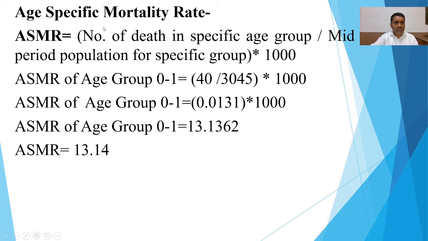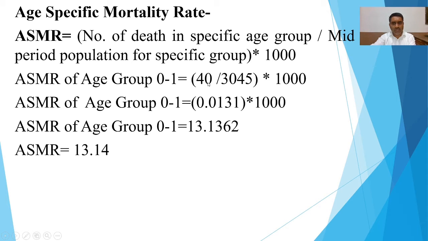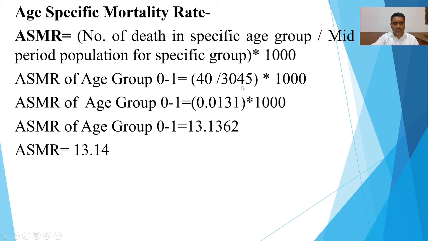ASMR, age specific mortality rate, is the number of deaths in a specific age group divided by the mid period population for the specific group and multiplied by 1000. So ASMR of age group 0 to 1. For our understanding, we just take the example of the 0 to 1 group. Number of deaths is 40, so I put 40 over here. Mid period population for the specific group is 3045. So I put 3045 over here and multiply it by 1000.